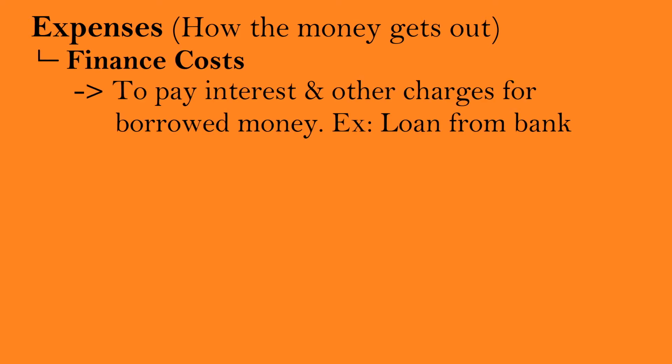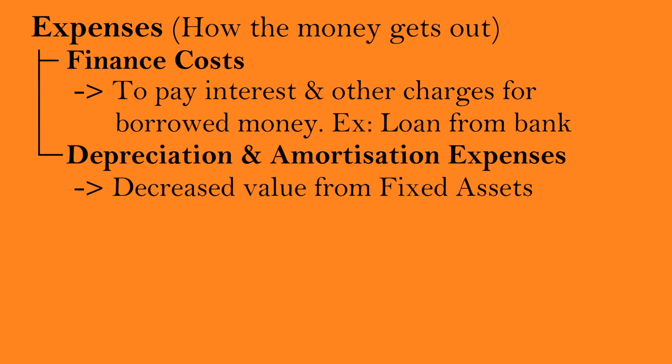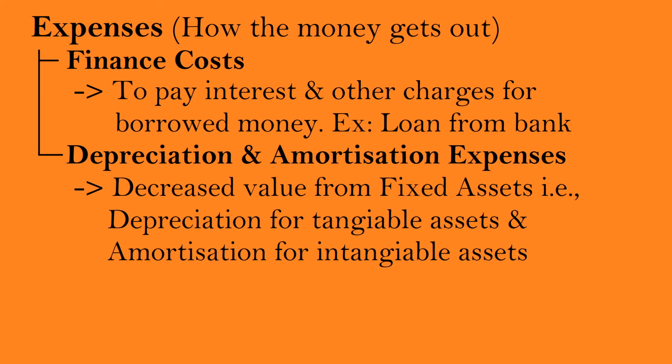Next one is finance cost. It is the cost to the company, as it has to pay interest or charges involved in borrowing money, for example, a loan. Next one is depreciation and amortisation expenses. This is the decrease in value of fixed assets. Depreciation occurs for tangible assets and is calculated by subtracting the resale value of the product from the original cost. Amortization occurs on the purchase of intangible assets, which are rights or licenses for usage of copyrights, patents or trademarks. Amortization is a method of spreading the cost of intangible assets over a specific time.